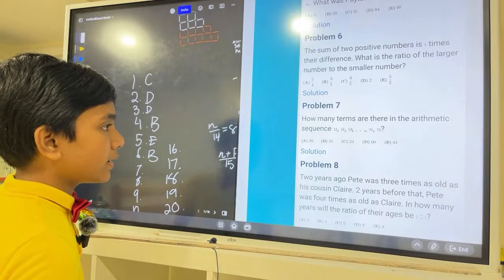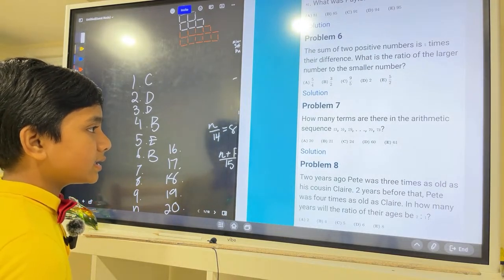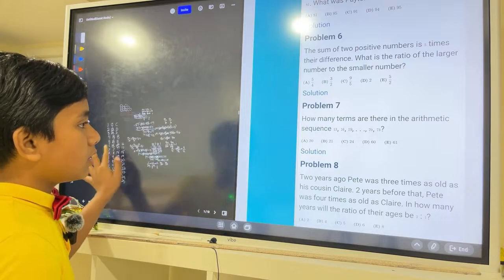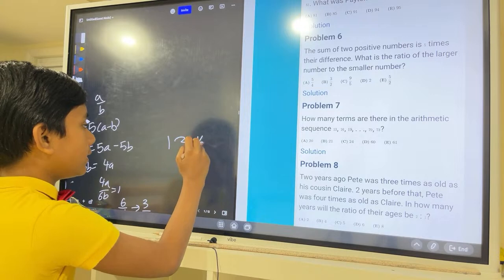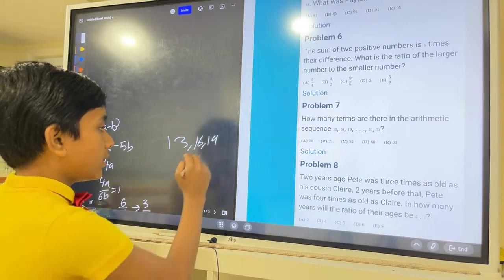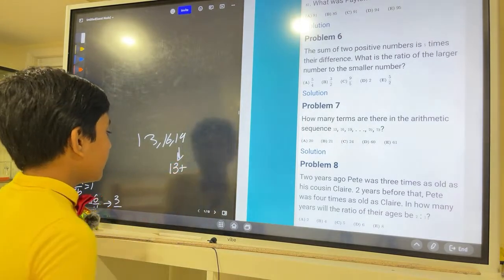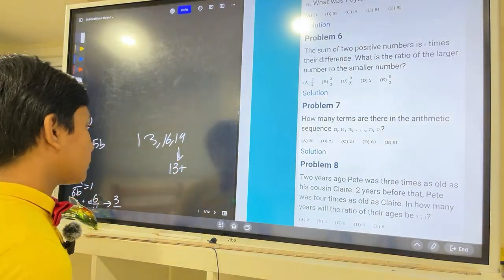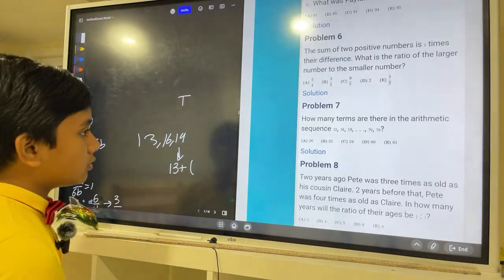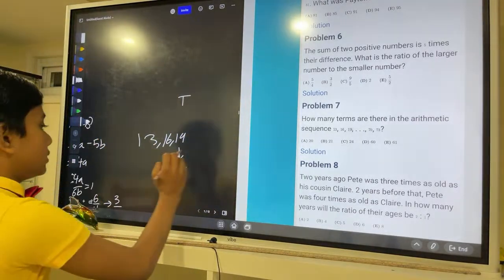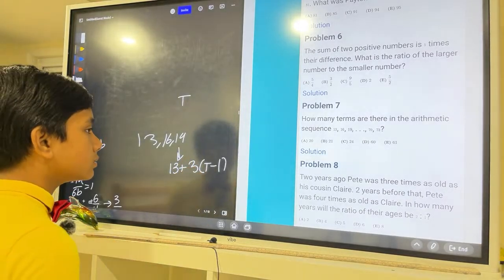How many terms are there in the arithmetic sequence 13, 16, 19, etc., 73? Well, there are 3 terms when it goes up to 13, 16, 19. Now, 19 is just 13 plus... if there are t terms in total, the last term is going to be 13 plus 3 times t minus 1.